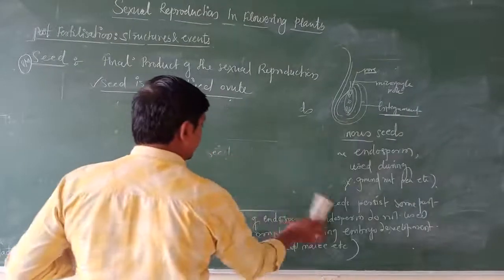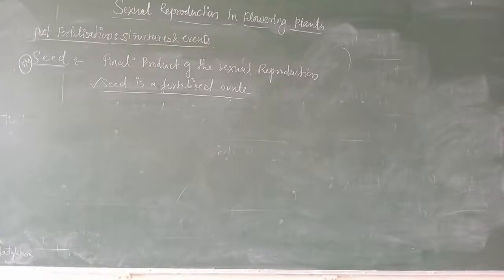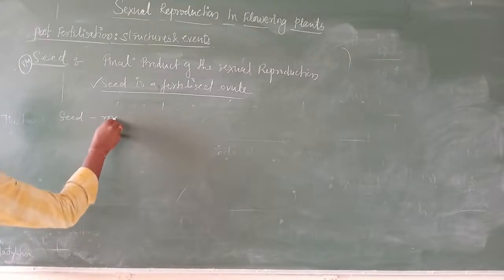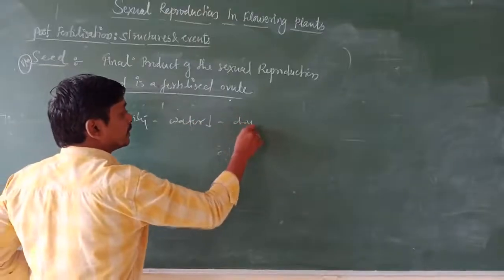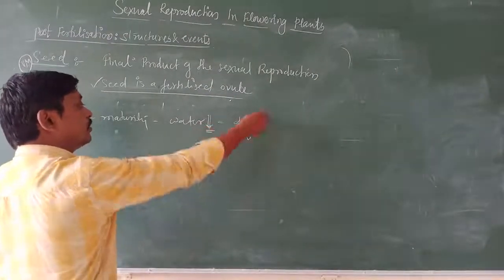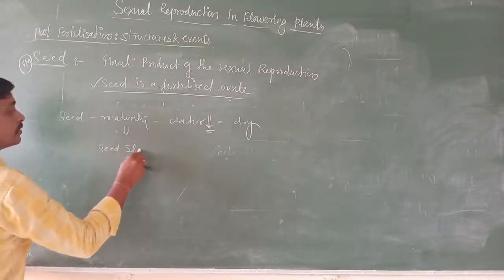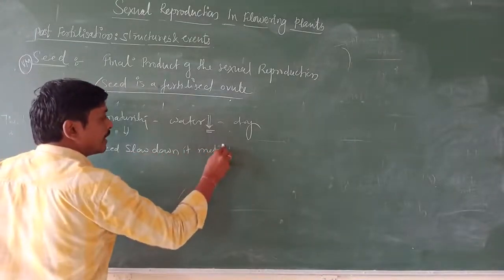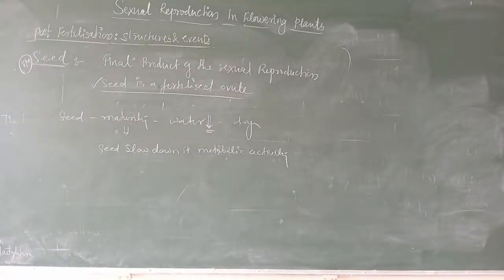The seed is going to go for maturation. In the sense, once the seed is going to mature, the water content is going to reduce, and the seed becomes dry, understood? And generally, the seed slows down its metabolic activity, and the embryo may enter the state of inactivity.